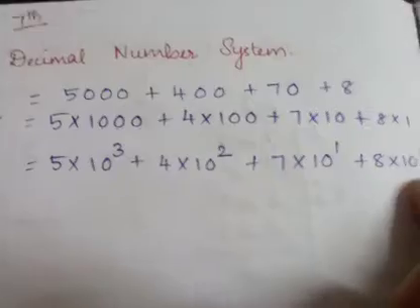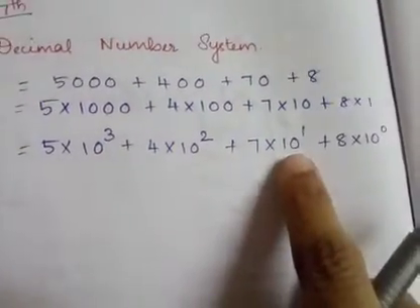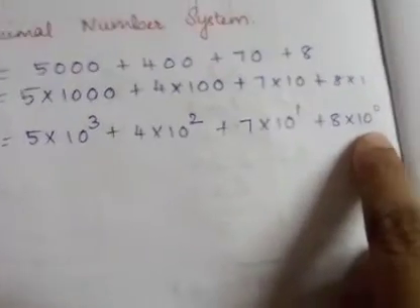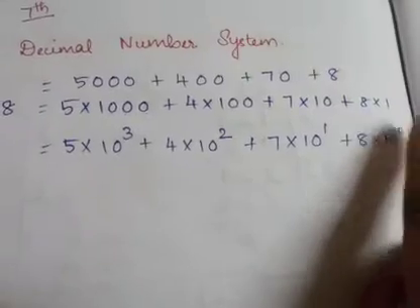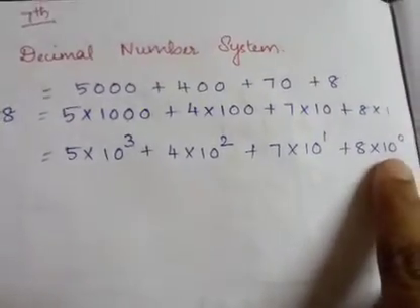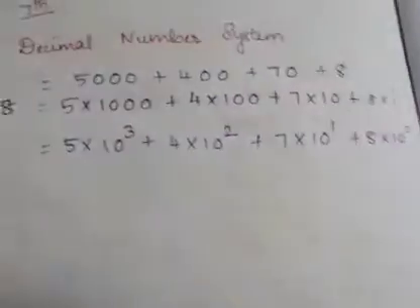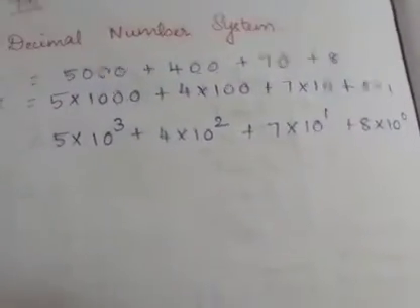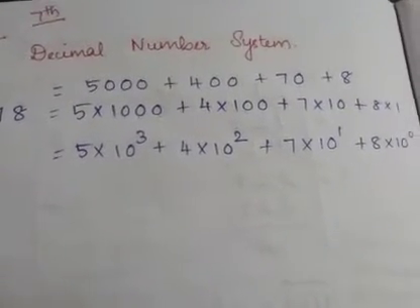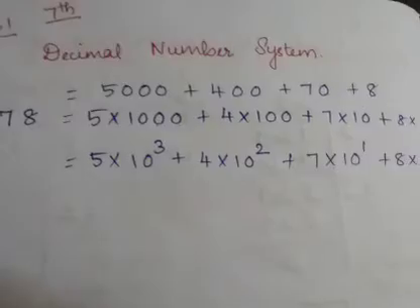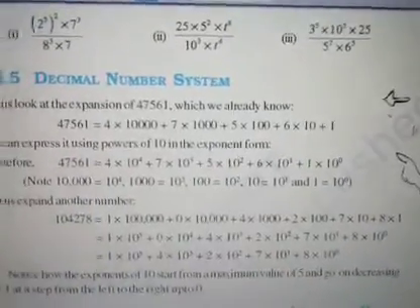Why I am writing 10 power 0 is because here we have 10 power 3, 10 power 2, 10 power 1, 10 power 0. That's why I am writing 10 power 0. Okay, any number power 0 is 1. That's why instead of this 1 I am writing 10 power 0. So this is your expanded form. Okay, so whatever number is given, you can write the expanded form like this. So next I'll teach you from the example problem. Okay, next, see in this example we are going to learn.